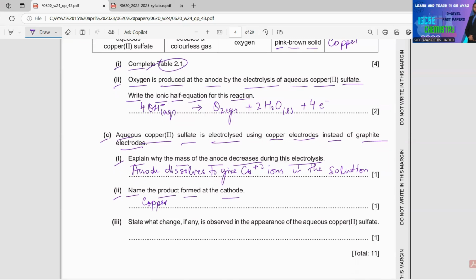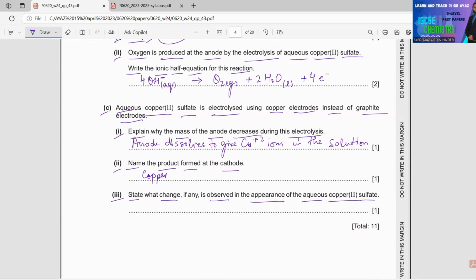Part 3. State what change, if any, is observed in the appearance of the aqueous copper 2 sulfate. So what will happen? Copper 2 plus ions are depositing at the cathode, and in order to compensate this loss, the copper anode is dissolving to give Cu2 plus ion back into the solution. So there will be no change in the appearance of aqueous copper 2 sulfate. It will remain as it is in the solution. It's actually blue in color. So you will write no change here.